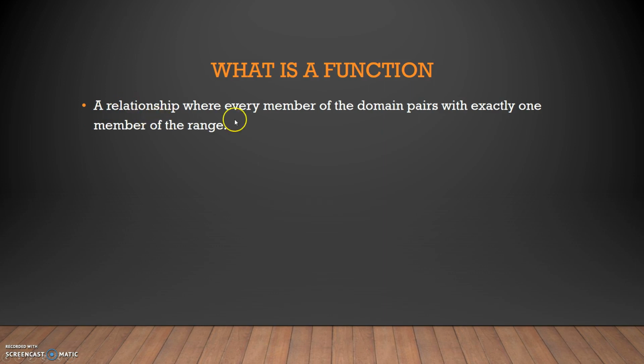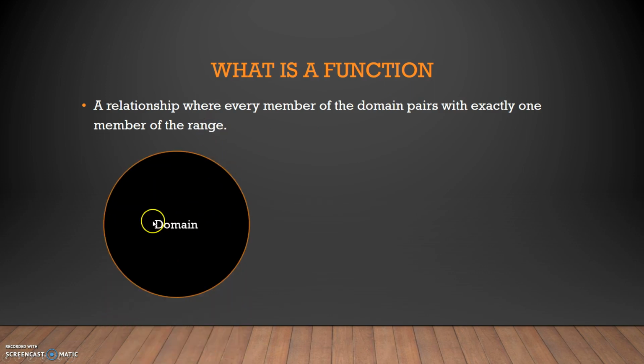A function is a relationship where every member of the domain pairs with exactly one member of the range. So what you're probably asking yourself right here is, man, I cannot remember what domain and range are. Well, you're in luck. What I'd like you to do right now is copy these two thinking maps down. One is on domain and one is on range. So here's the first one, domain.